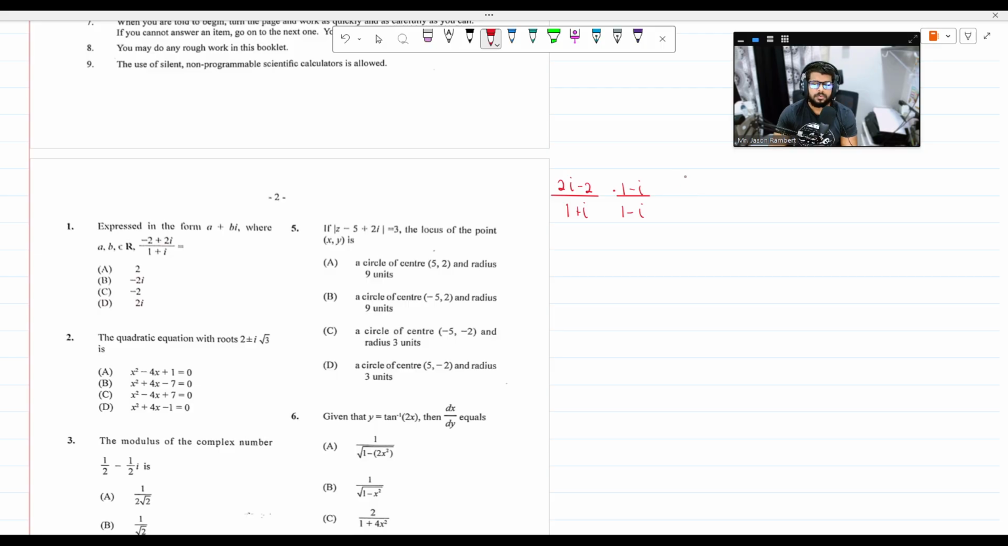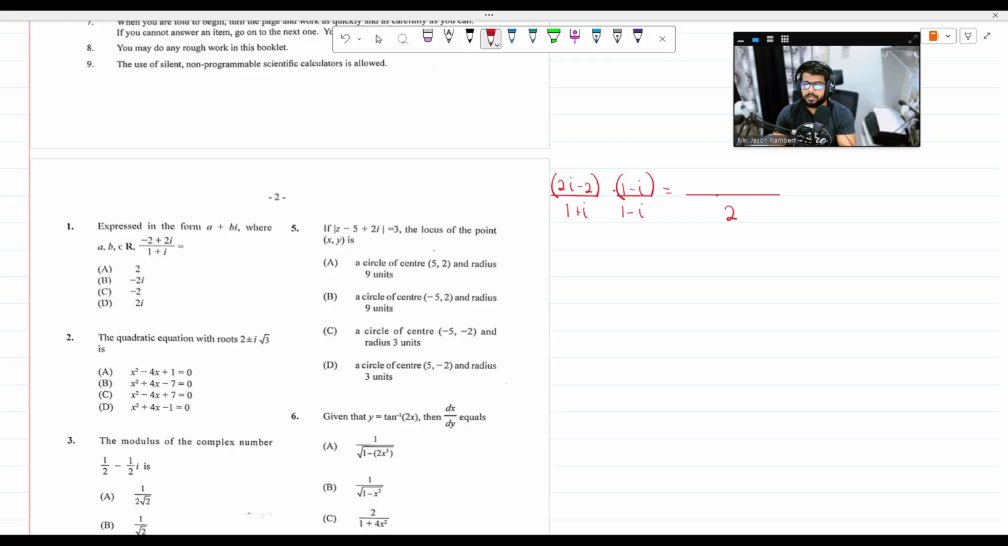Now we know, based on the last year's paper that we did, 2018, 1 minus i by 1 plus i on the denominator, that working out to 1 minus i squared, which is 1 minus minus 1, which is going to give me 2 on the denominator. So let me see what the numerator works out to be.